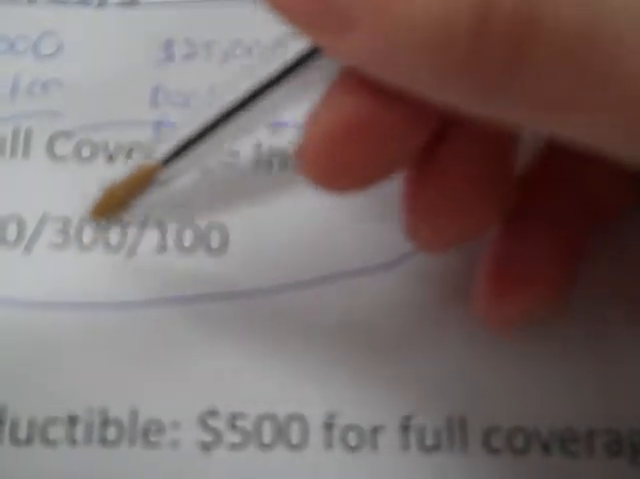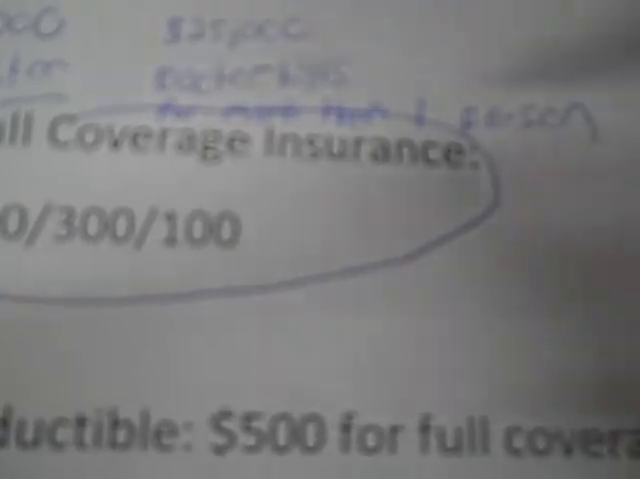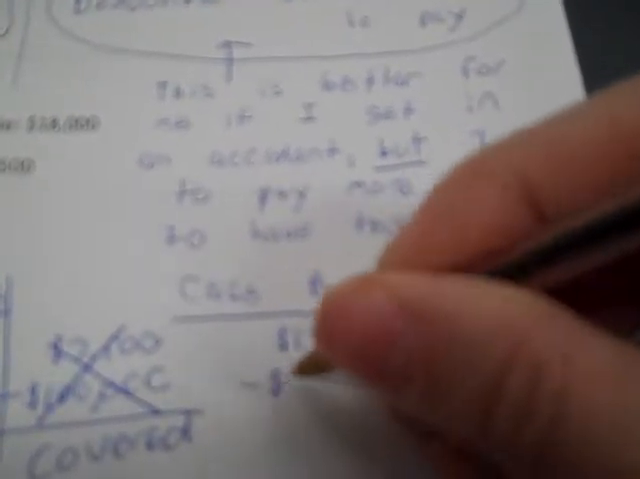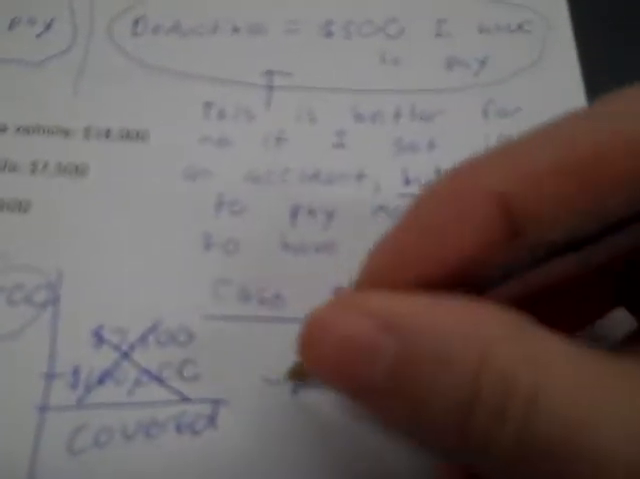Now 18,000. Now we skipped it. We're not going to use 300, okay? We don't use 300 because there's only one person. You'd use 300 if there were two people in the other car. So 100 right here, they'll pay up to 100,000. And that's a negative, again, so that is covered.